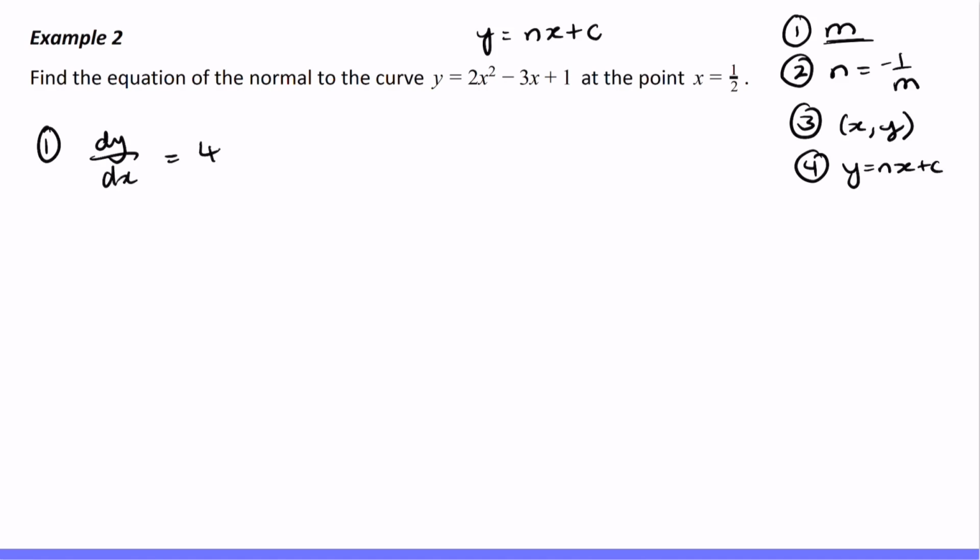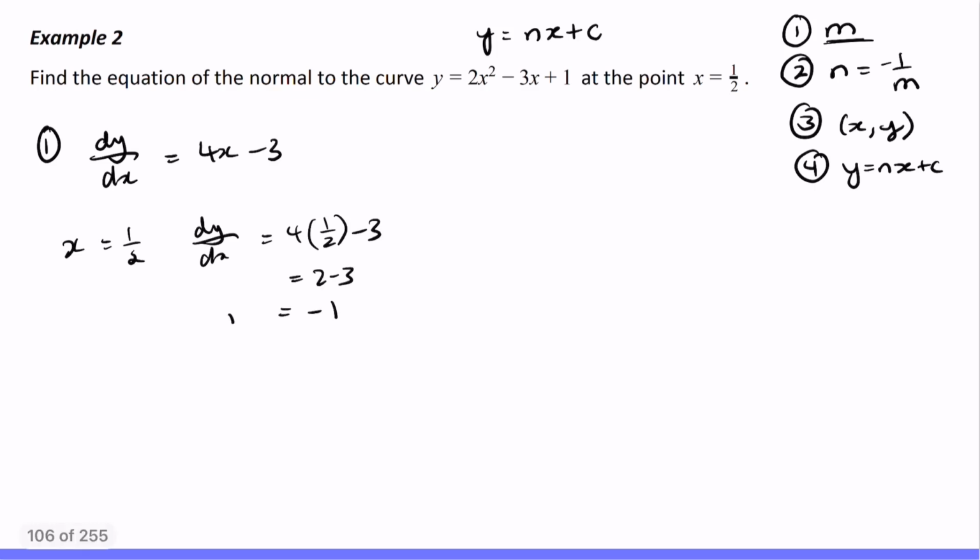That's going to give me 4x minus 3. And then when x is equal to a half, the gradient is going to be 4 times a half minus 3, which is going to be -1. So that's my gradient when x is equal to a half. Now for the normal, I just need to flip it and chuck a negative in the front. So it's going to be -1 on -1, which is going to give me a normal gradient of 1.